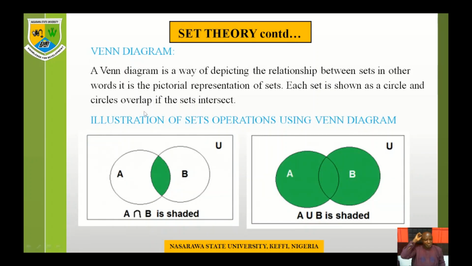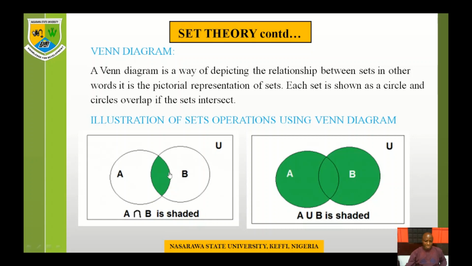Venn diagram. What is the Venn diagram? It's a way of depicting the relationship between sets. In other words, it is the pictorial representation of sets, how you represent your set just like a diagram, as the name implies. Each set is shown as a circle, and circles overlap if the sets intersect. This is how we illustrate a Venn diagram: in a rectangular shape, we have circles inside.